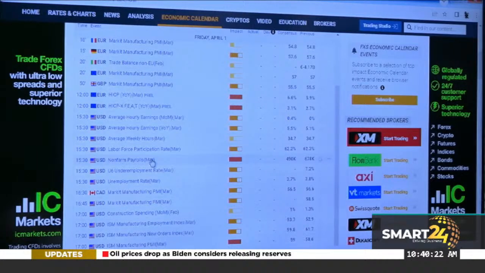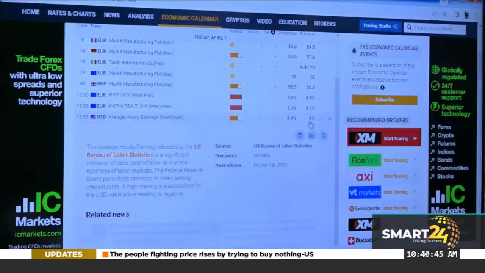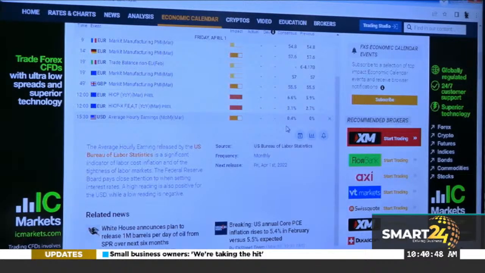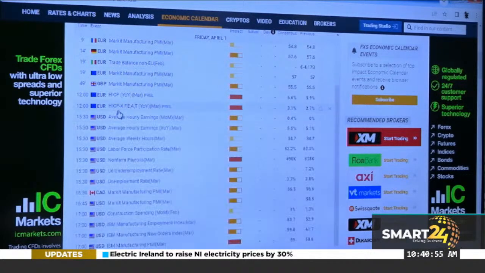Anyway, let's take a look at all these events one by one affecting the US dollar, and we see which ones are positive, which ones are negative, and what to really expect based on the information that we have right now. So the first event is average hourly earnings, month over month. Previous figure is 0%. The consensus is 0.4%. This one is expected to be positive for the US dollar. So at 3:30 we have one positive event for the US dollar so far.